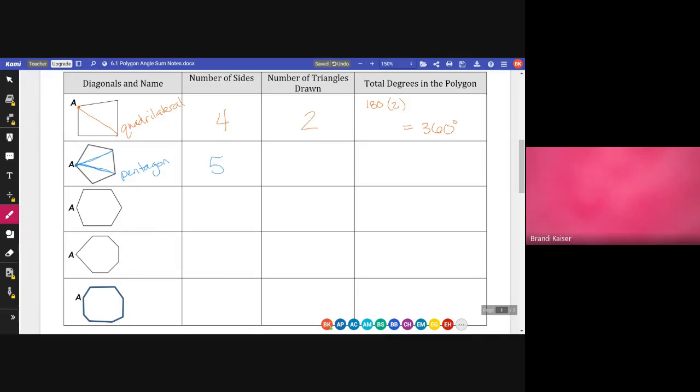That means if I draw in those two, it's going to split my pentagon into 3 triangles. So if I want to find the total number of degrees here, I take 180, since triangles are involved, and there are 3 of them, so I multiply by 3, and I end up with 540 degrees. All pentagons have 540 degrees on the inside.